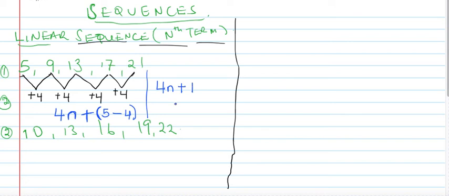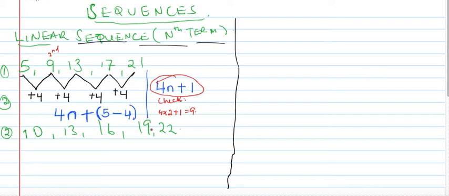You can even test to see if you've got it. I'll write the small word check. Remember, n is position. Let's check if in the second position we shall get 9. So 4 times 2 plus 1. You realize that you're getting 9. So the nth term is this, and this is how you check it.